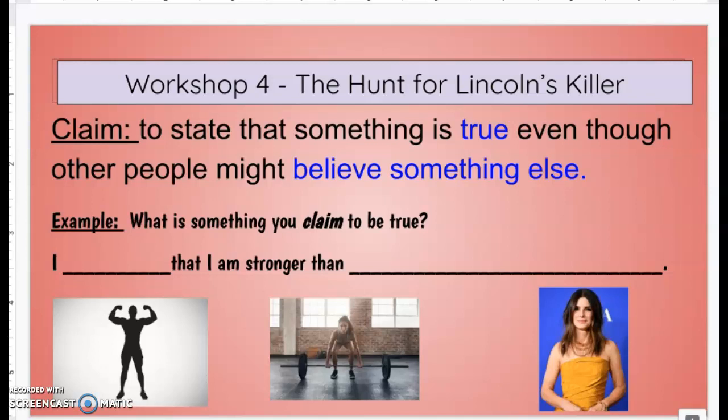Now, a claim can also be like, I claim that Sandra Bullock is the best actress. She's one of my favorites, but you might not agree with that. You might not know who she is even, but I think she's a pretty good actress. You might think somebody else would be a better actress than her. That would be your claim to be true. Okay.